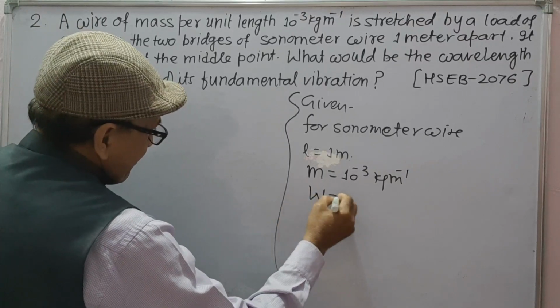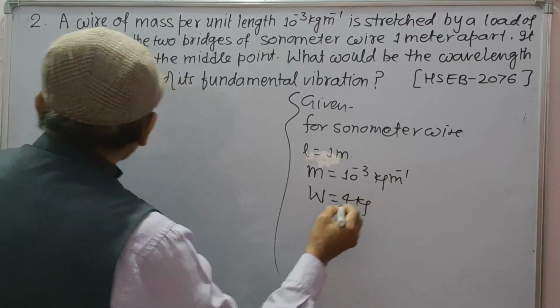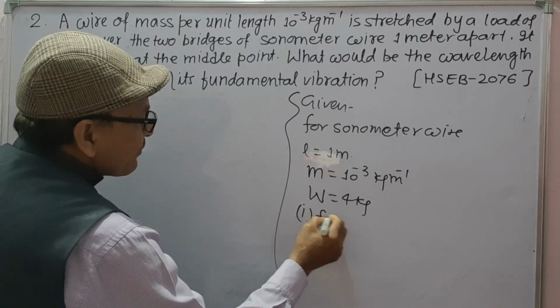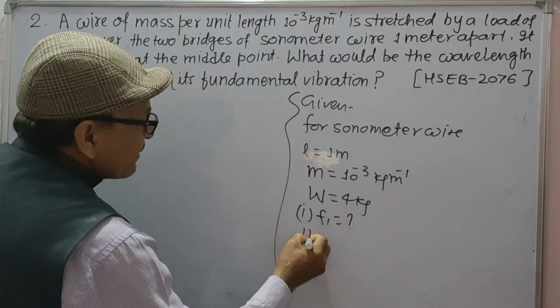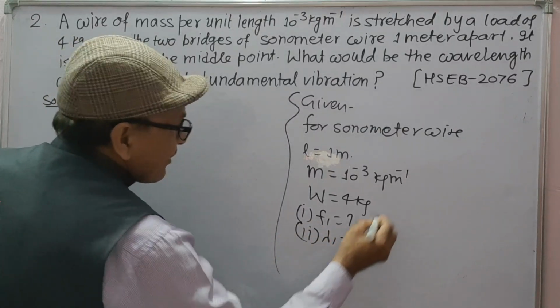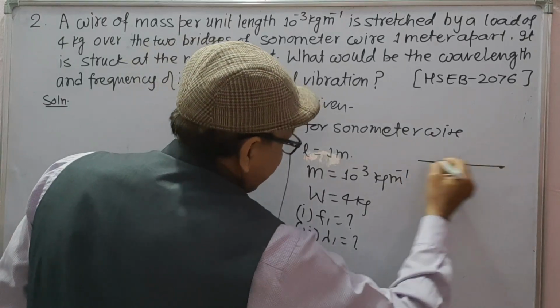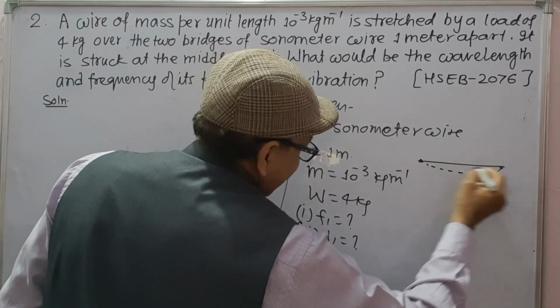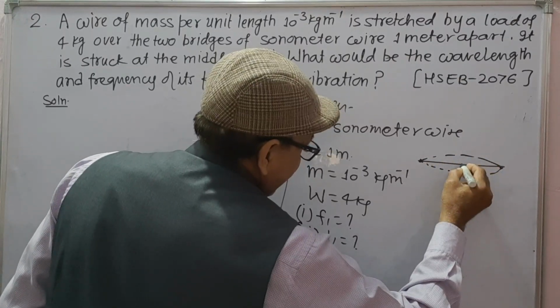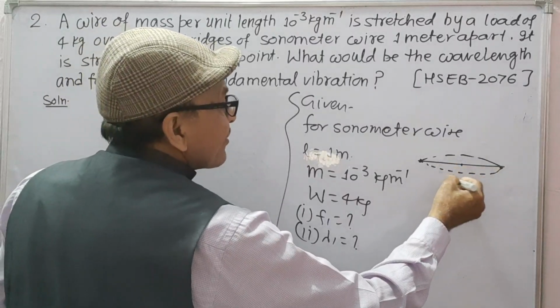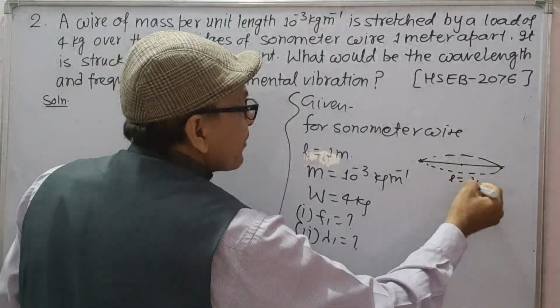Load is 4 kg. We have to find the fundamental frequency and the corresponding wavelength. When the wire is struck at the middle point, like this, struck here, then clearly L will be equal to lambda 1 by 2.